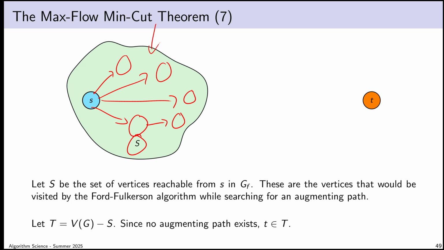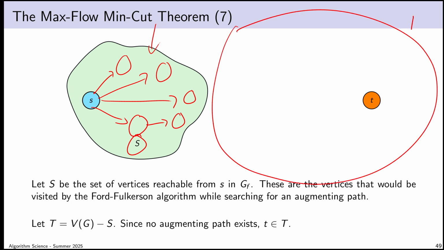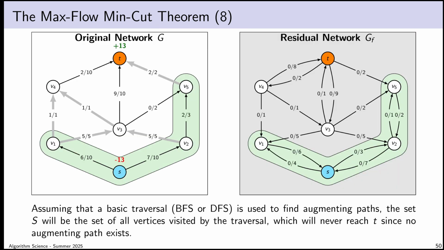And similarly, let's define all of the remaining vertices to be called T. Maybe you can see what I'm doing here. I'm clearly playing at defining an S-T cut. Since no augmenting path exists, we know that our sink vertex is in the set T. And we also know, of course, that because of the way we defined the set S, our source vertex is in S. And certainly because of how we defined T, every vertex of the graph is in exactly one of S or T. And therefore, I'm going to claim that (S, T) is an S-T cut.